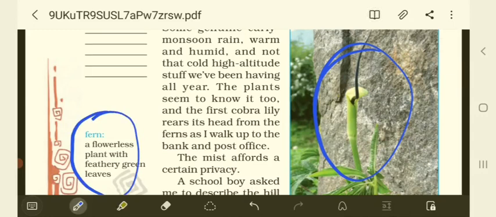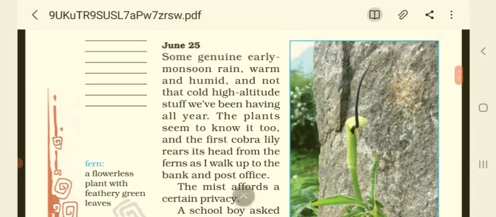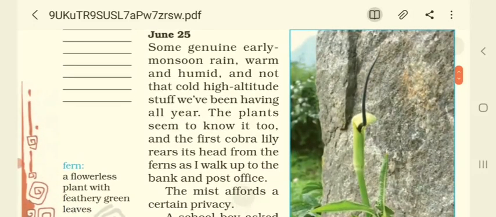All right. So let's take a look here. Okay. So see, some genuine. If something is genuine, it's of fresh, pure quality. Some genuine early monsoon rain, warm and humid. Humid is that kind of weather where you feel really sweaty. And not that cold, high altitude stuff we have been having all the year.